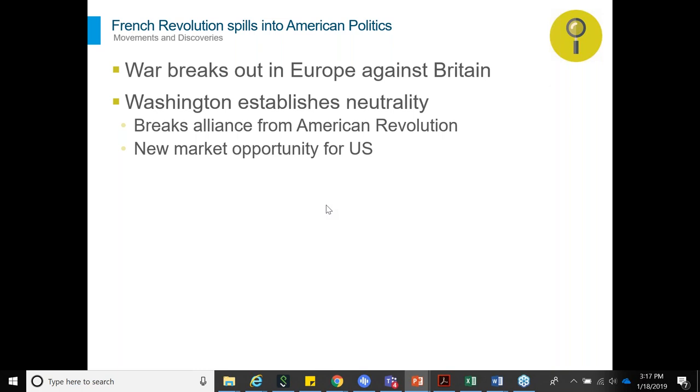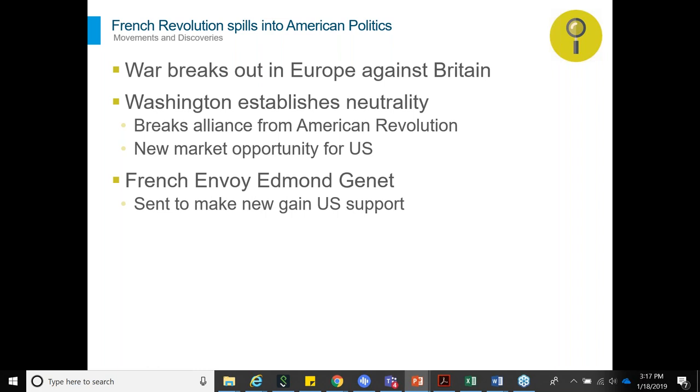The French are obviously upset. The French have seen the U.S. go back on their alliance step by step, and now to the point of neutrality, the U.S. ultimately saying, we're not getting involved in your war with Great Britain. The French have had enough. So they send an envoy, an ambassador named Edmond Genet.